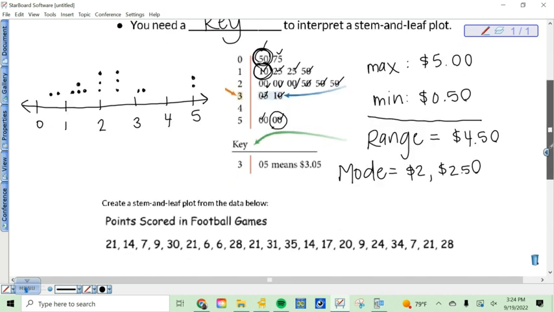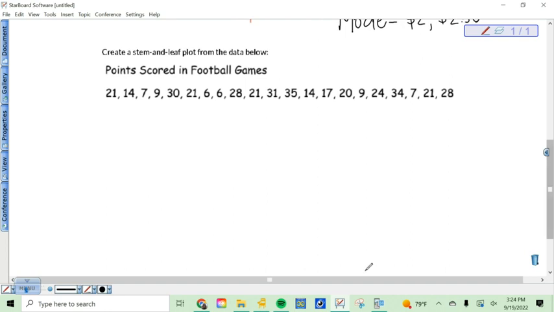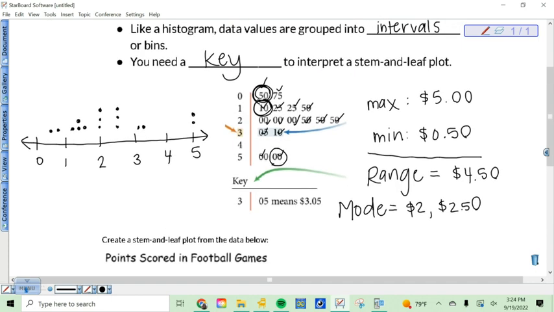All right, now let's go ahead and create a stem and leaf plot. This is showing us points scored in a football game. We get the name stem and leaf like a plant, right? You'll have one stem, and that one stem has different leaves. All of those leaves share the same stem.